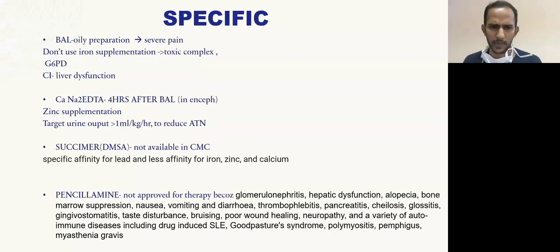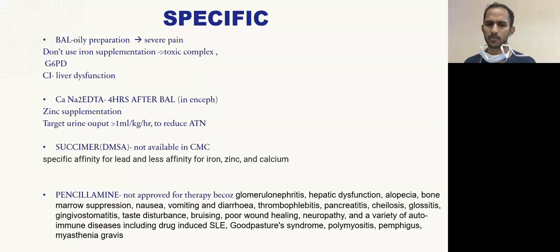Because a chelating agent also chelates zinc, zinc supplementation should go along whenever there's calcium disodium EDTA, and it can precipitate an acute tubular necrosis. So that's why maintain a target urine output of at least 1 mL per kg.